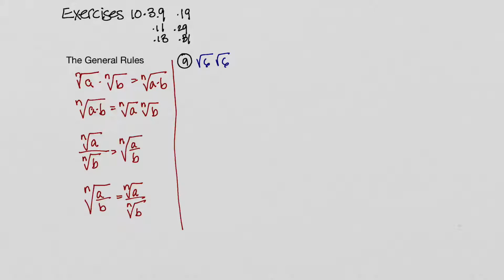What we've got here is the square root of 6 times the square root of 6. Now they're both square roots, so what we can do is multiply, if we like, right under those radicals, square root of 6 times 6, giving the square root of 36, which we know to be 6. So we can simplify this a little bit by knowing this. If we take the square root of 6, multiply it by itself, we're just going to get 6.